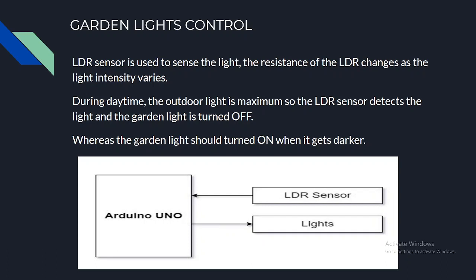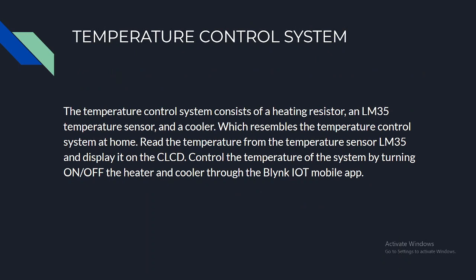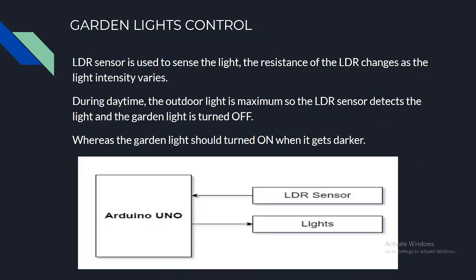During daytime, the outdoor light is maximum. So the LDR sensor detects the light and the garden light is turned off, whereas the garden light should turn on when it gets darker. For the simulation, we use LEDs as the garden lights.